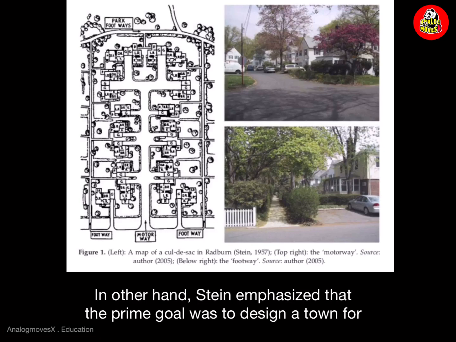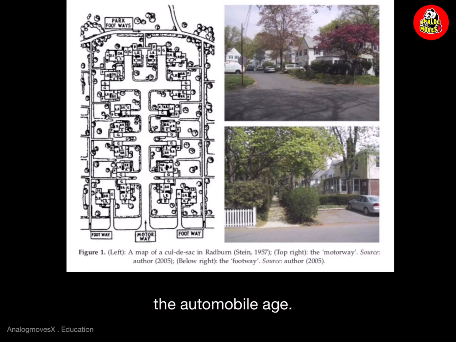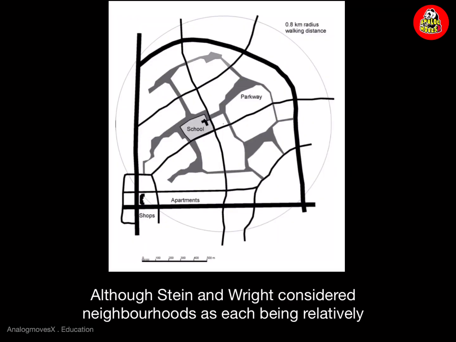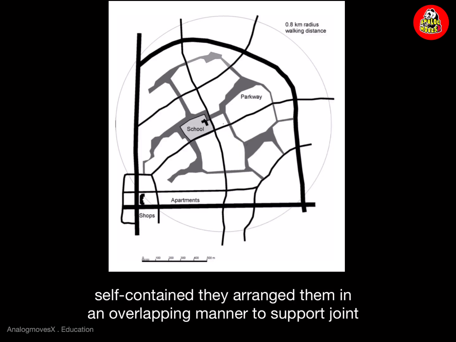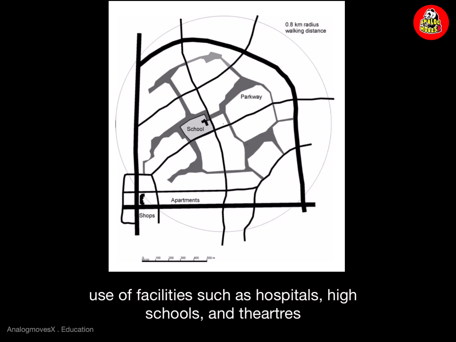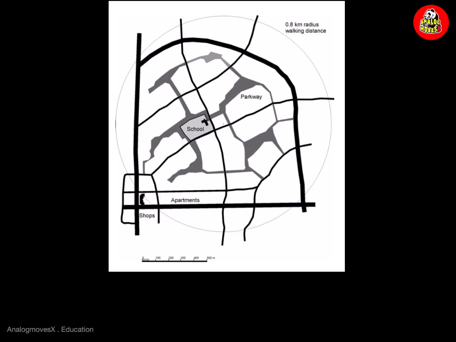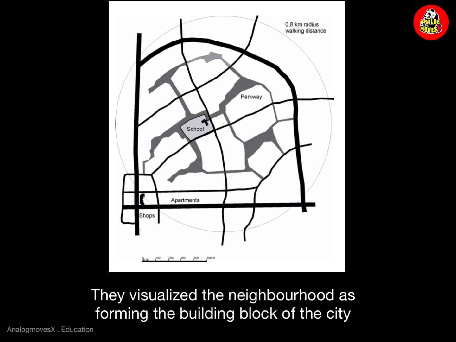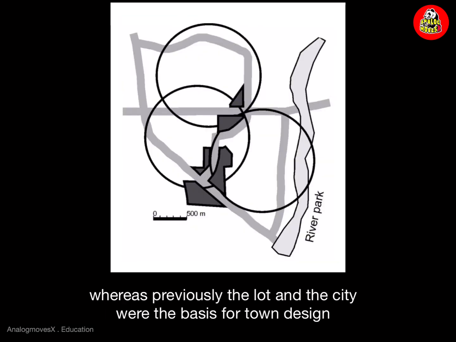In other words, Stein emphasized that the prime goal was to design a town for the automobile age. Although Stein and Wright considered neighborhoods as each being relatively self-contained, they arranged them in an overlapping manner to support a joint use of facilities such as hospitals, high schools, and theaters. They visualized the neighborhood as forming the building block of the city, whereas previously the lot and the city were the basis for town design.